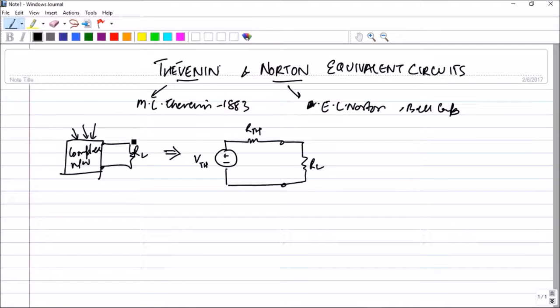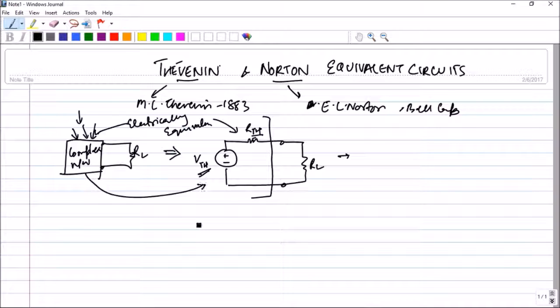What this means is that the complex network is electrically equivalent to this Thevenin voltage in series with the Thevenin resistance. It is quite amazing, isn't it, that you can replace the entire complex network and do all your calculations with only a voltage source in series with the Thevenin resistance. It is very interesting. This is the Thevenin equivalent.